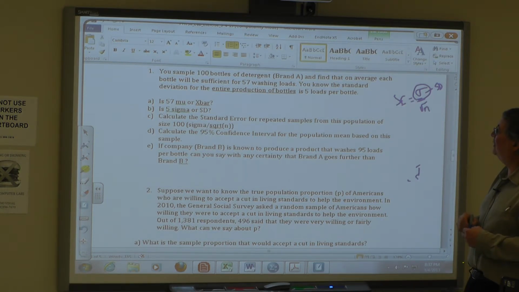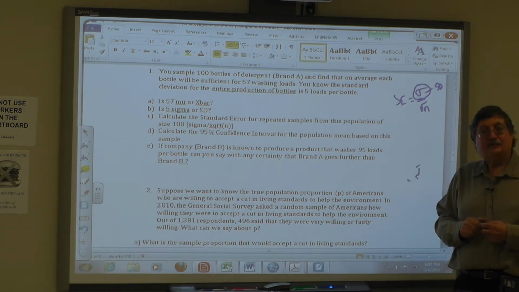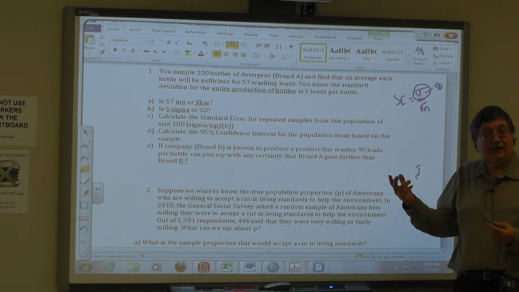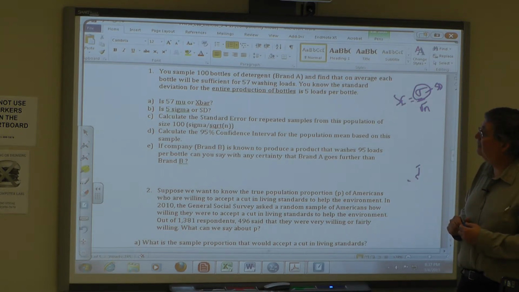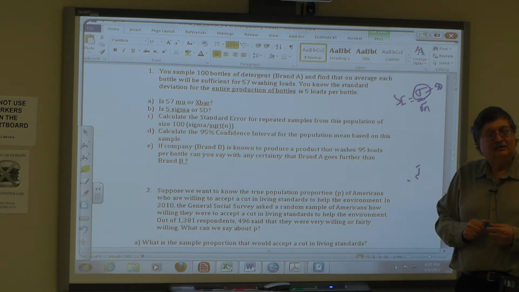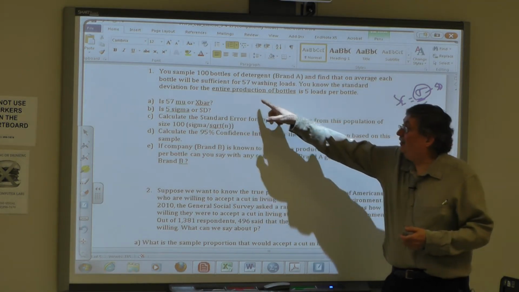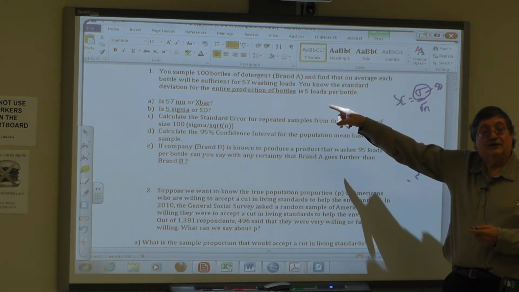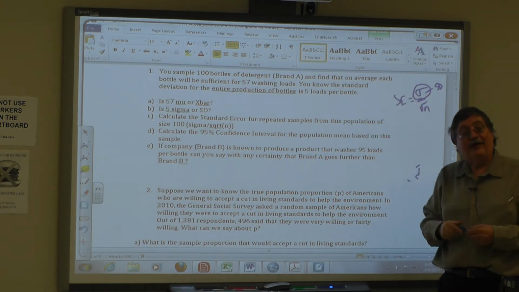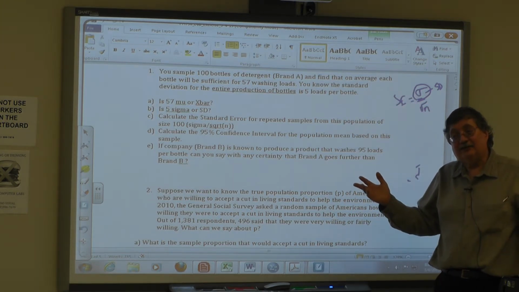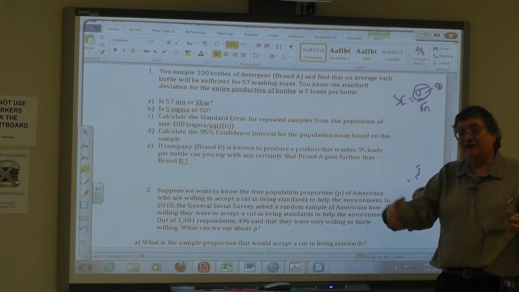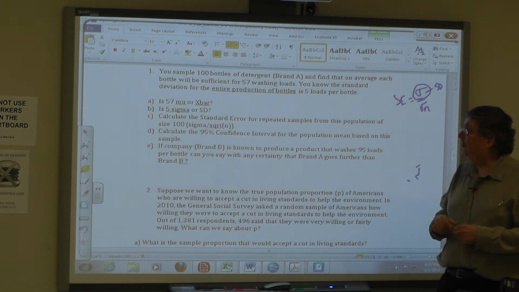So you take a sample of 100 bottles of detergent, with an average of 57 loads per bottle, and you know that the standard deviation for the entire population is 5 loads per bottle. Okay, is 57 mu or x bar? X bar, right? That's a statistic because that's the sample average. 5 is sigma or standard deviation? Right? That's from the entire population, so that's sigma. That's a parameter. That's just the way they gave us the information. It won't come up very often. As I said, later on we're going to look at other ways to deal with this.